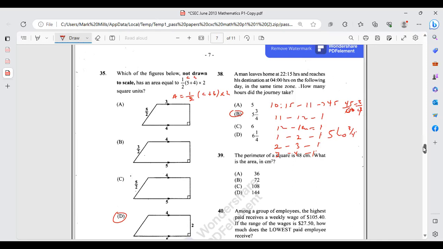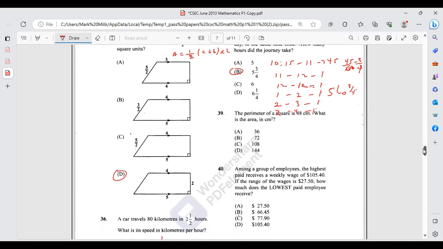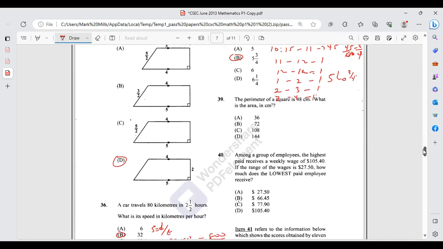Clear? All right. So let's go to 39. What says 39? The perimeter of a square is 48. What is the area?